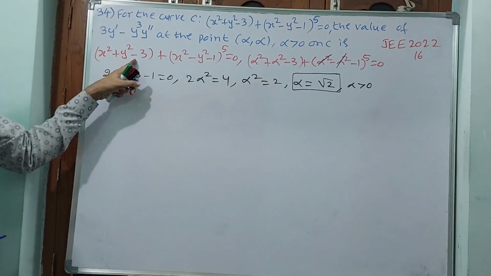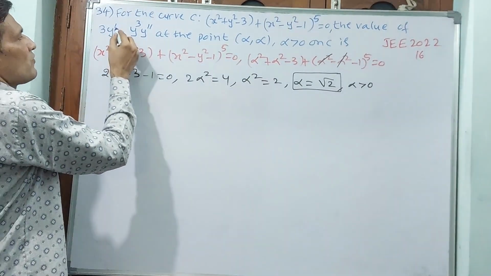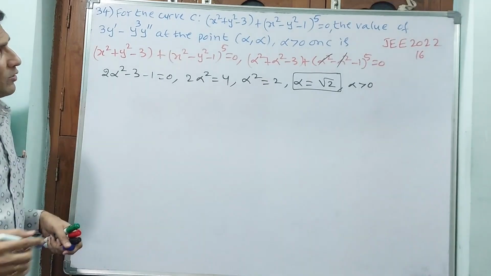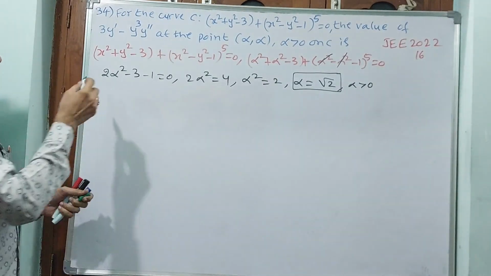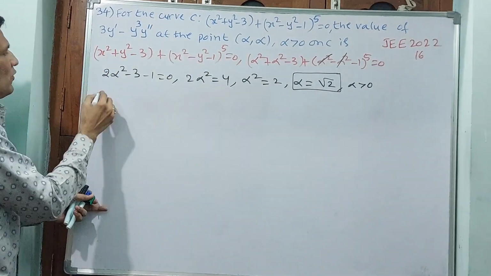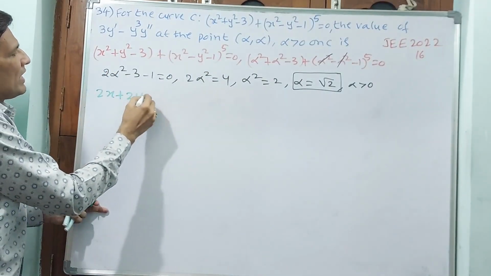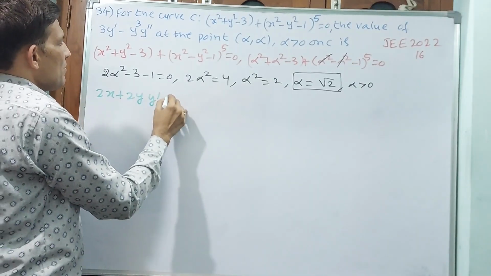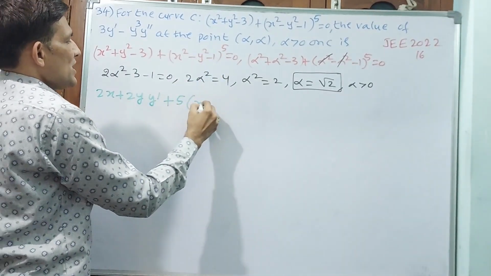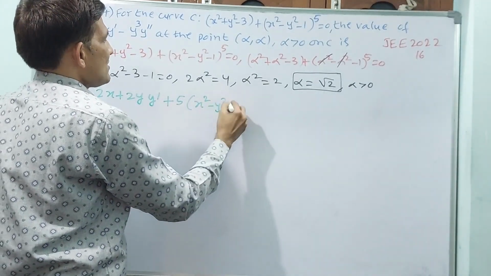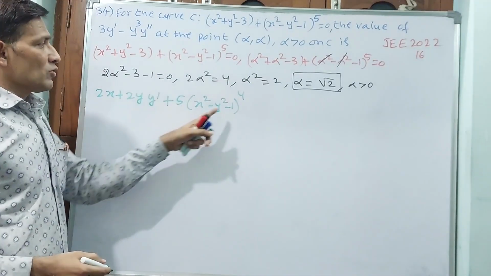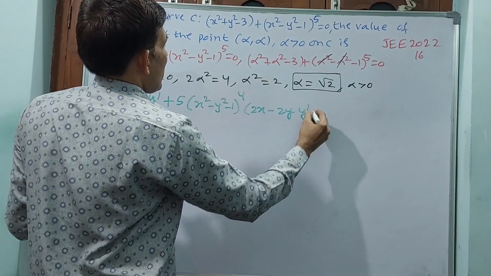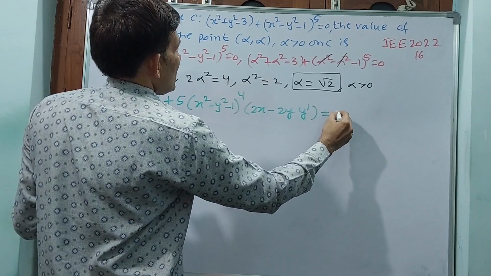Now I am differentiating one time. Why? Because I have to do y′ and y″, both are there. Now I don't write dy/dx, I write y′, because here they have given y′ and y″. Let me differentiate this equation: 2x + 2y y′, minus 3 need not be written, plus, you see here power 5 is there, 5(x² − y² − 1)⁴ times the inside derivative, 2x − 2y y′, is equal to 0.